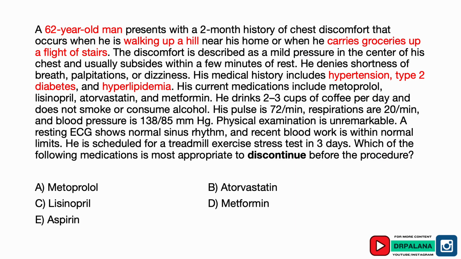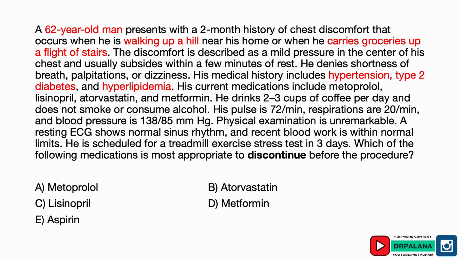A 62-year-old man presents with a 2-month history of chest discomfort that occurs when he is walking up a hill near his home or when he carries groceries up a flight of stairs. The discomfort is described as a mild pressure in the center of his chest and usually subsides within a few minutes of rest. Denies shortness of breath, palpitations, or dizziness.